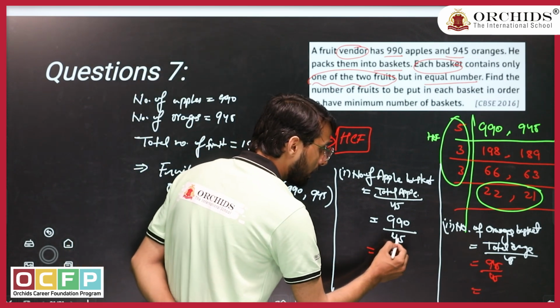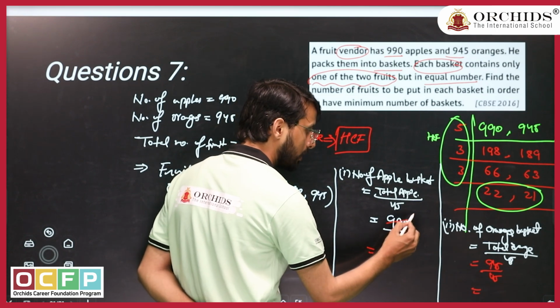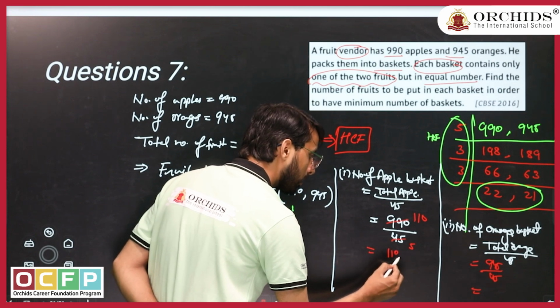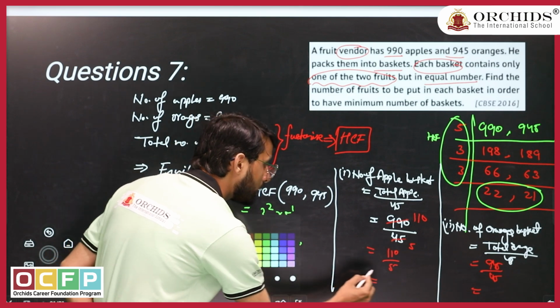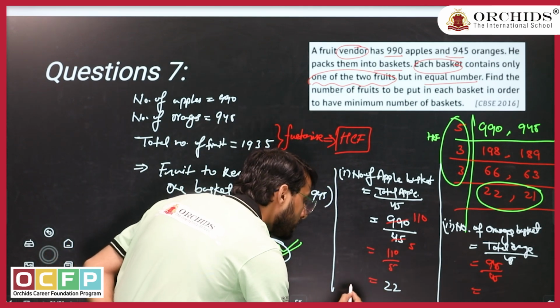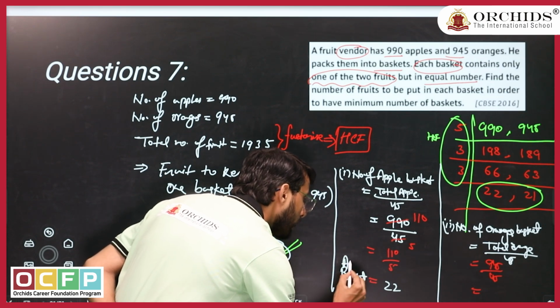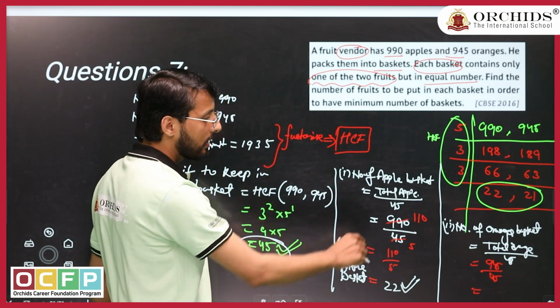If you divide, 9 into 5 is 45, 9 into 1 is 9, 9 into 1 and 0. 110 by 5. It means what am I going to get? 5 into 2 is 10 and 5 into 2 is 10. So there are 22 baskets for apples. How many apple baskets? 22. Same we will do for that.